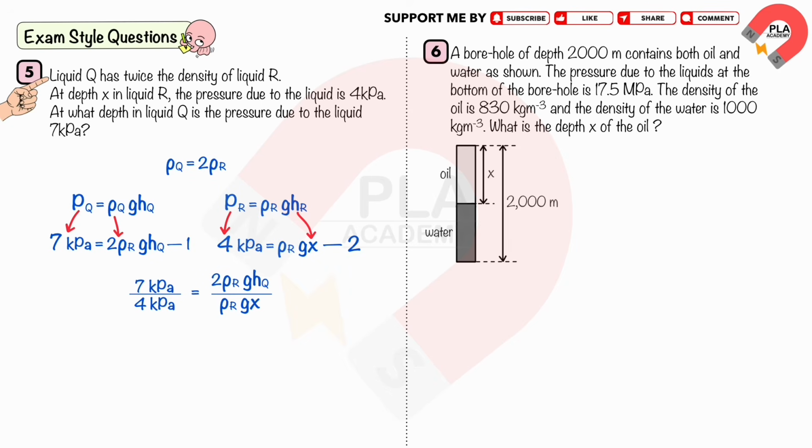Dividing equation 1 by equation 2, like this. We cancel out kilopascal, ρR and g, like this. We solve: hQ equals 7x over 8.